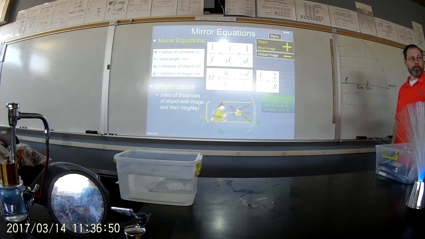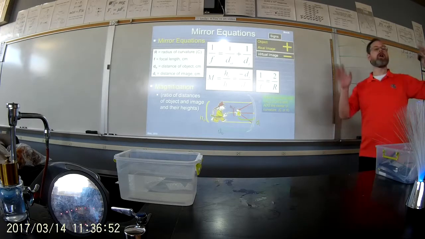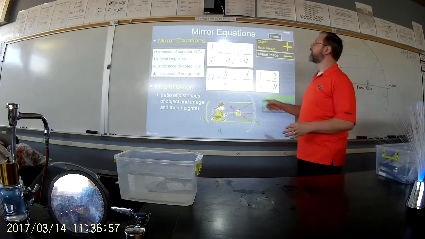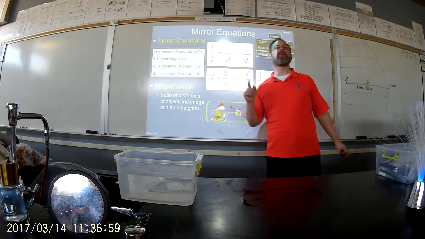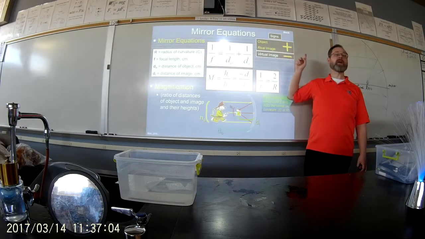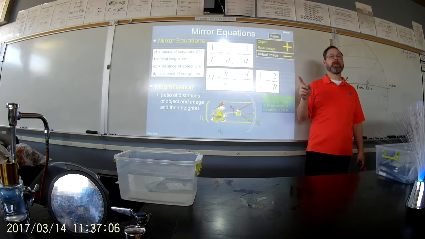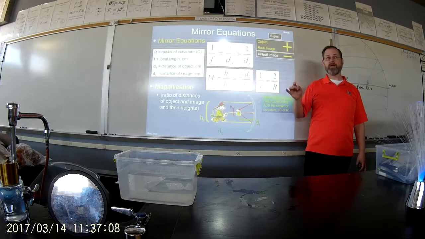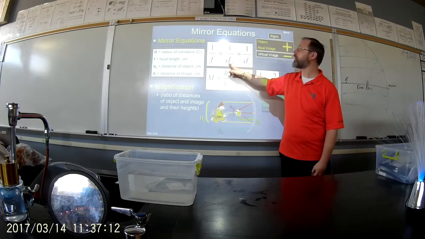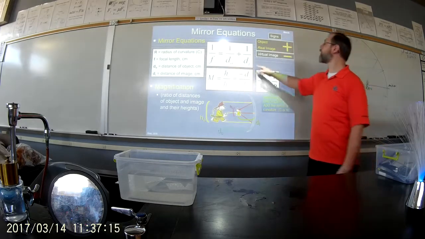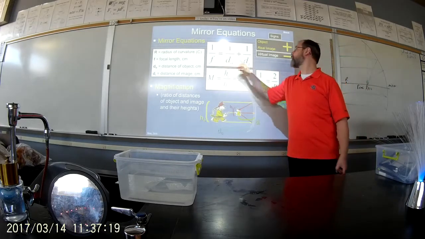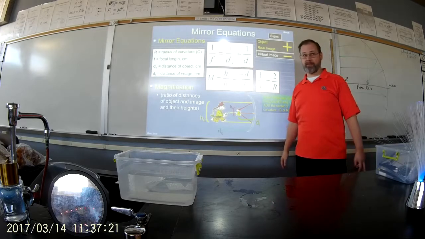DI and DO. Objects are always real. DO will always be a positive number. Things that are real will be positive. Things that are virtual will be negative. So, if your object, which is a real object, gives you a positive DO, sometimes your image and your focal length will be negative. When that happens, your F and your DI have to be negative.